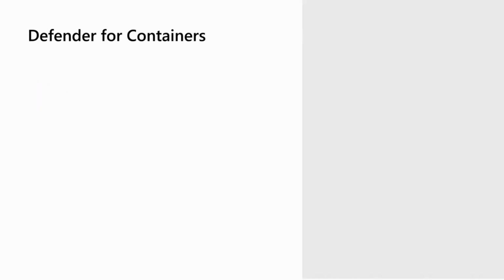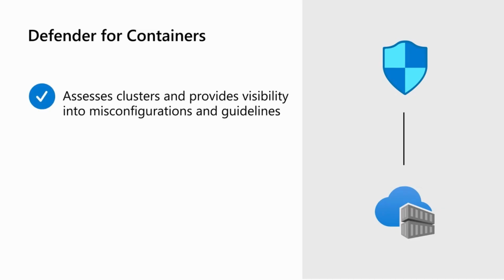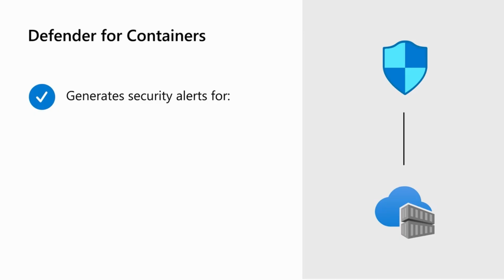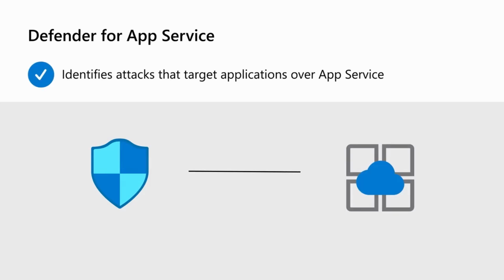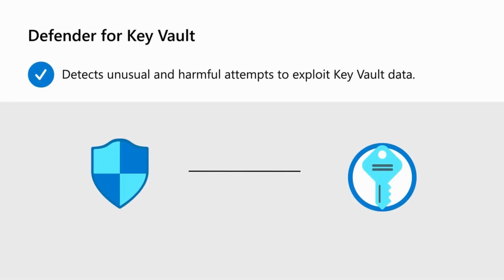Moving on, the fourth plan is Defender for Containers. This plan continuously assesses clusters and provides visibility into misconfigurations and guidelines to help mitigate identified threats. It also includes vulnerability assessment and management tools for images stored in Azure Container Registry. It generates security alerts for suspicious activities for clusters and Linux nodes. The fifth plan is Defender for App Service. This plan identifies attacks that target applications over app service. The sixth plan is Defender for Key Vault. It detects unusual and potentially harmful attempts to access or exploit Key Vault data.